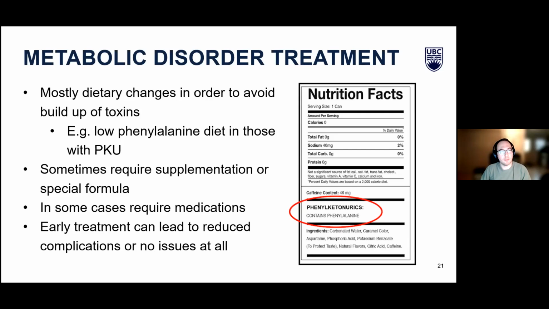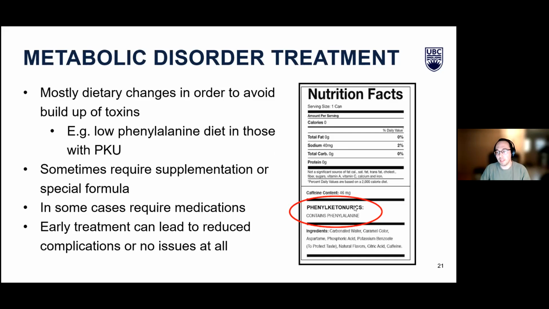In terms of treatment for the metabolic disorders, they're mostly dietary changes. So that's what makes this screening very key, is that it's actually not too difficult in many cases to help treat and prevent a lot of the complications that can happen with these metabolic disorders, because most of them are just dietary changes. For example, in PKU, it's simply just having a low phenylalanine diet. And this is just an example here of a nutrition facts label. And if something contains phenylalanine, it'll have this warning here.